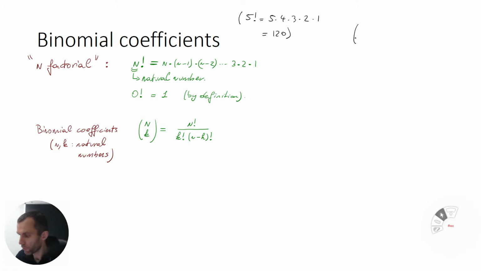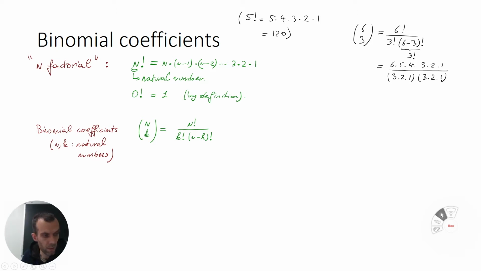So for instance, if we want to compute the binomial coefficient 6, 3, that's 6 factorial divided by 3 factorial, and then (6 minus 3) factorial. This here is 3, so another 3 factorial, and we get 6 times 5 times 4 times 3 times 2 times 1, divided by 3 times 2 times 1, 3 times 2 times 1. Now you see a nice cancellation, 3, 3, 2, 2, and 1, 1, even though that doesn't really matter. And we're left with 6 times 5 times 4 divided by 6, so that gives us 20 for that particular coefficient.